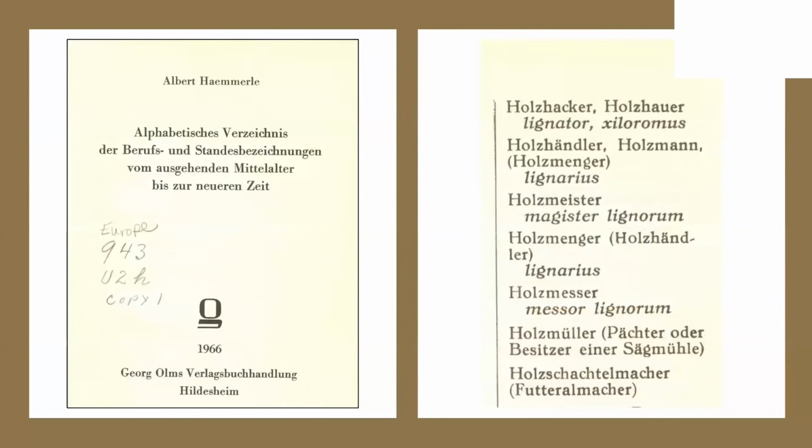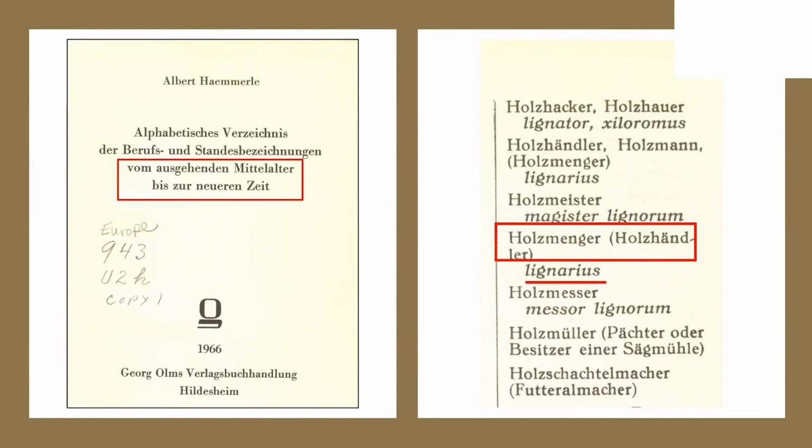Occupations. This book, Alphabetisches Verzeichnis der Berufs- und Standesbezeichnungen, is an alphabetical listing of German occupations. It covers a period from the Middle Ages to the present time. The example on the right gives the occupation of Holzmanger with an additional name of Holzhändler for its occupation. It then provides the Latin name Lignarius for it. It is written in German and Latin. Using a German-English dictionary, it shows that the terms Holzmanger and Holzhändler mean a wood or timber merchant.